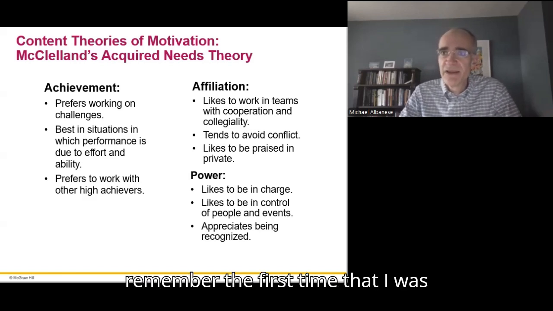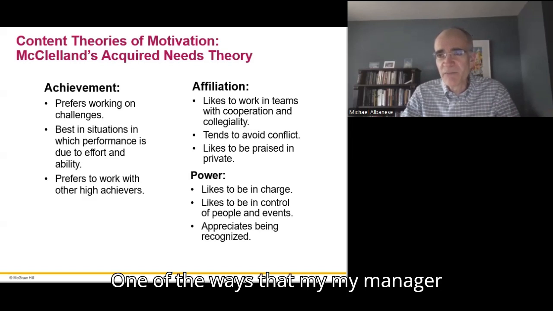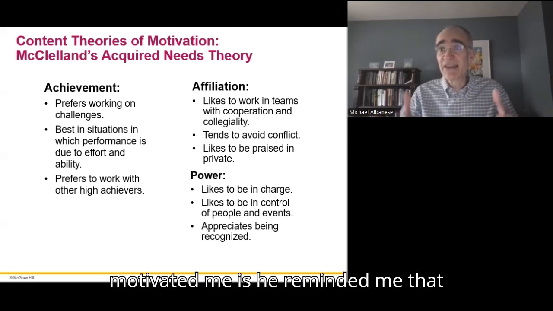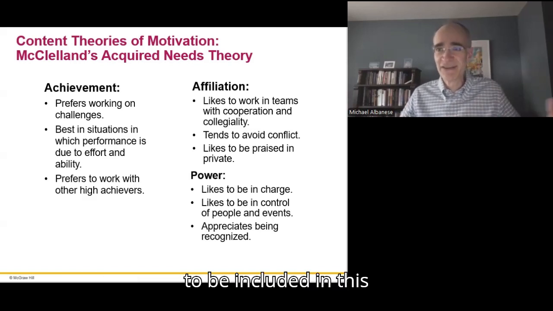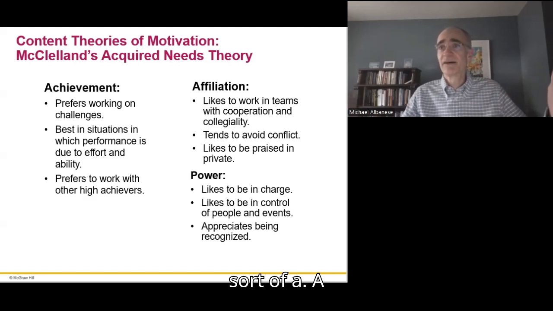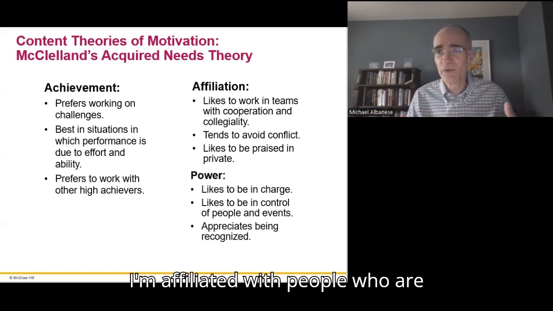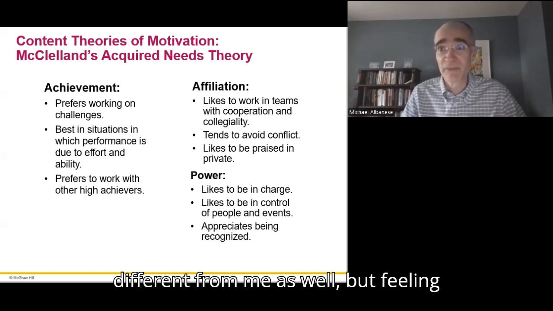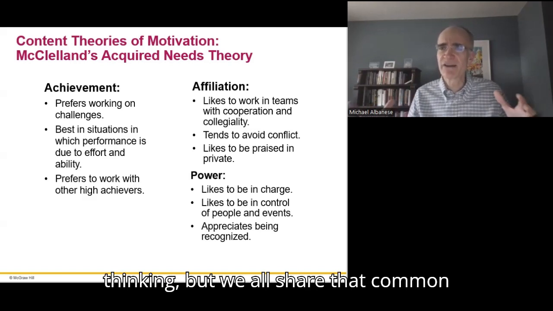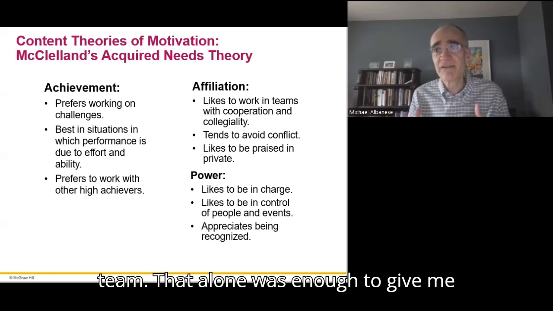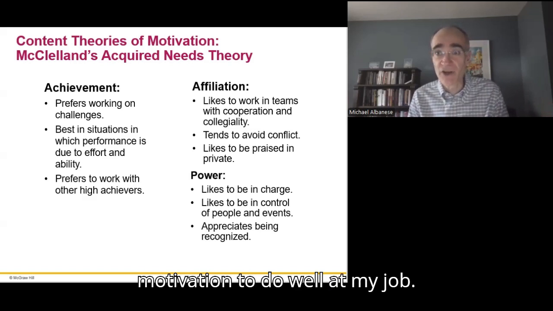So for example, I remember the first time that I was made a manager at a young age at one of the companies that I worked for. One of the ways that my manager motivated me is he reminded me that now that I'm a fellow manager, I'm going to be invited to the senior management meeting every week. I'm going to be included in this very important decision-making session that happens, I think, every Wednesday. But just feeling that I'm affiliated with people who are similar to me and sometimes very different from me as well, feeling that I'm included in this group of diverse people, diverse ways of thinking, but we all share that common bond, which is the senior management team. That alone was enough to give me some positive motivation that I was on the right track and some positive motivation to do well at my job.